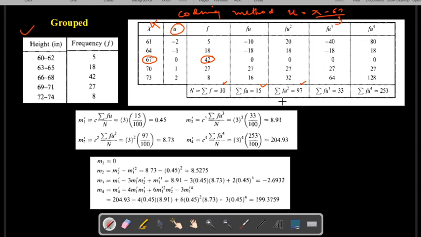Then what they have done, first moment. What is the first moment? You have to see this c, you have to multiply it with this sigma fu by n. How it comes, I will show you. Your u is equal to x minus some capital A divided by C, correct?